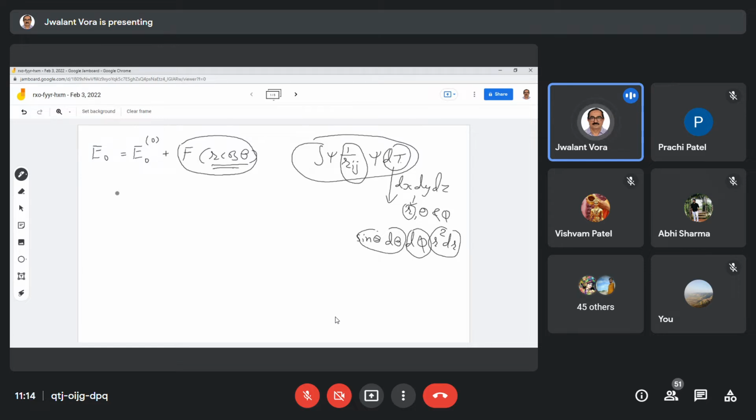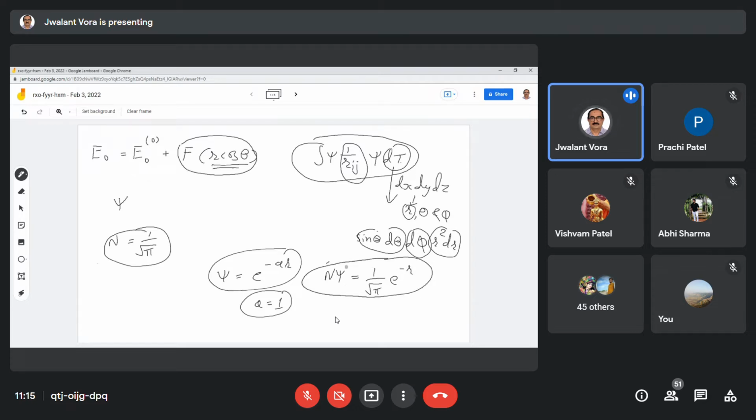Now keep in mind the normalization constant for one mark. The normalization constant for the hydrogen atom wave function is equal to 1 upon root pi. What was the value of psi? The original psi is e raised to minus ar, and we proved a is equal to 1. N psi is equal to 1 upon root pi, so 1 upon root pi into psi is equal to e raised to minus r. Remember this value.